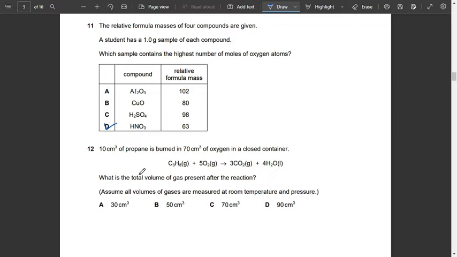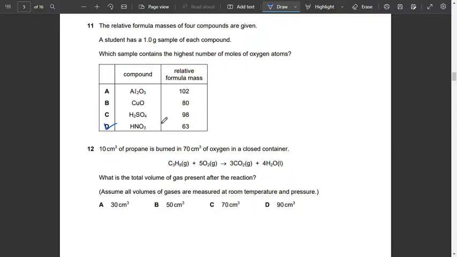Moving on to question number 12. 10 centimeter cube of propane is burned in 70 centimeter cube of oxygen in a closed container. What is the total volume of gas present after the reaction? Assume all volumes of gases are measured at room temperature and pressure.